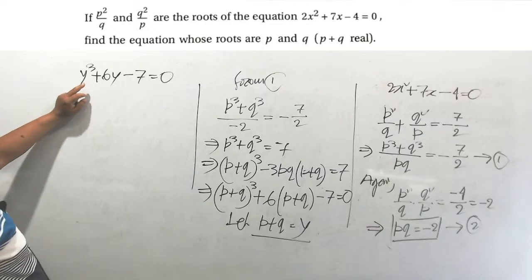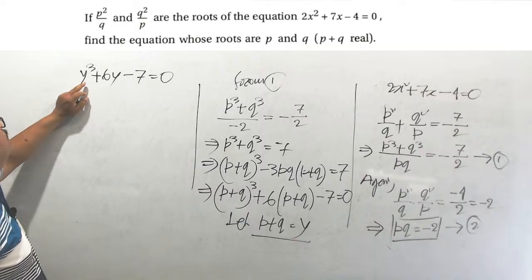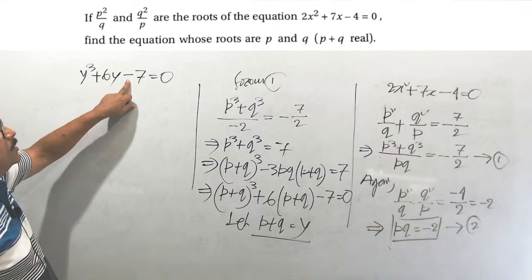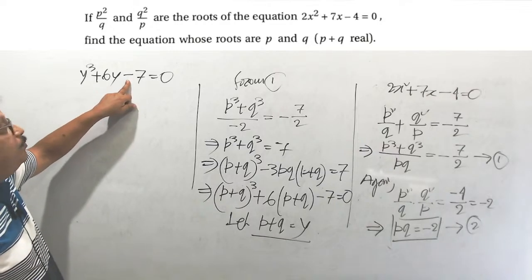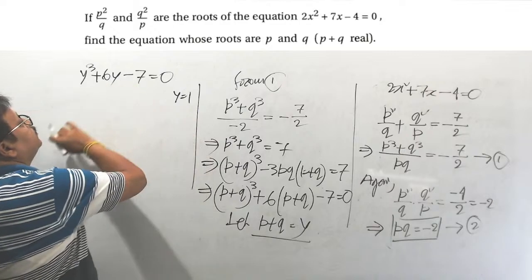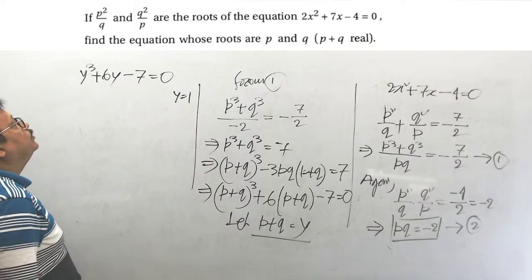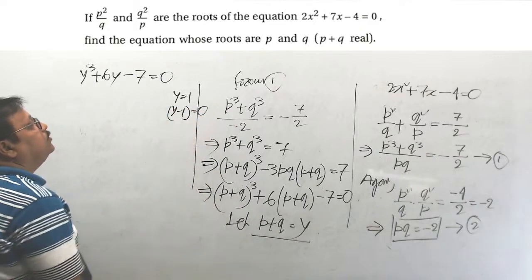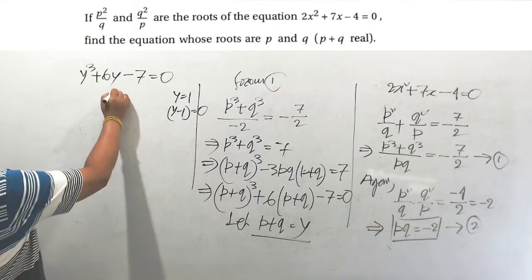Put the values. y is equal to 1. So 1 cube plus 6 minus 7. Yes, satisfying, isn't it? If you put y is equal to 1, then it is satisfied. Left side is 0. That is, y minus 1 is a factor. Understood? y minus 1 is a factor.